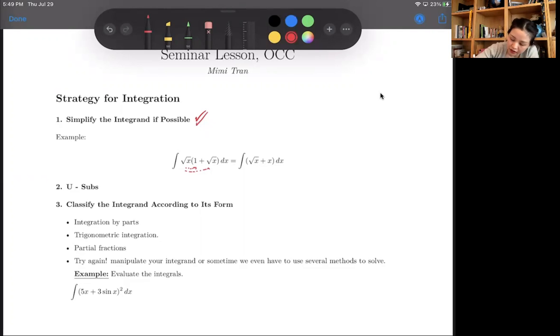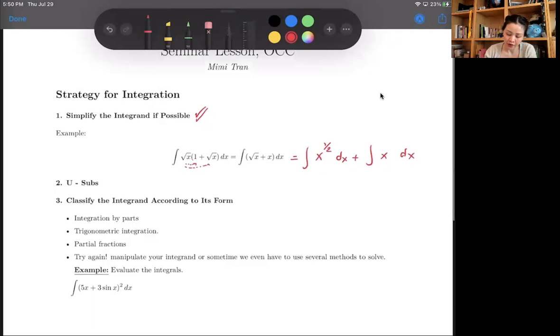So what I'm going to do next, I'm not going to solve this, but I'm just going to show you. I'm going to split this into two integrals, right? So the first one will be square root of x. Instead of writing square root of x, I'm going to write x to the 1/2. And then the second one is just x. And now you can take the antiderivative easily, right? You can integrate it easily.